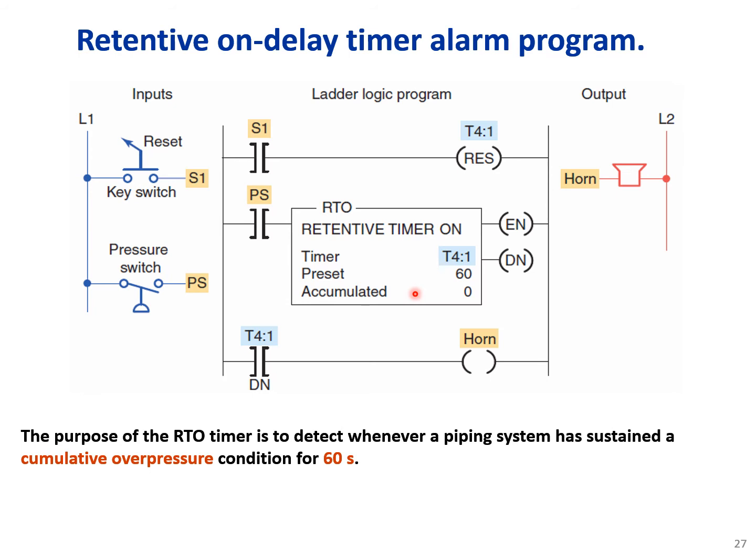Again, it goes on and off, so this accumulated time starts climbing up, and when it reaches the preset value of 60 seconds, the down bit will be true. Once the down bit is true, the horn will be on. So the horn will be on until the operator resets the timer.